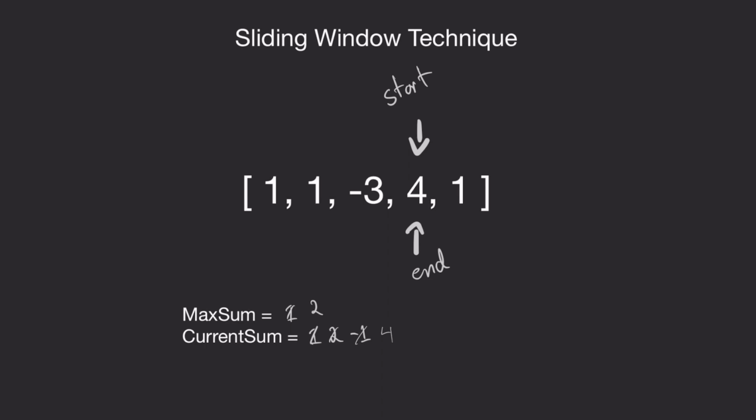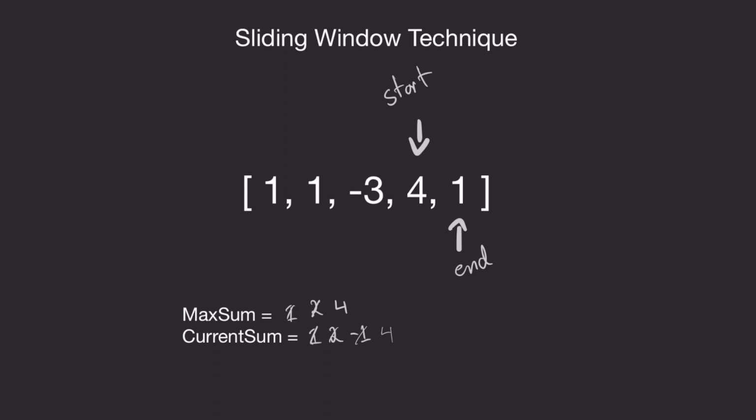Again, we check if we should also update the max sum so far. Since the current sum is greater than the max sum, we update the max sum. Finally, we expand our window one more time by moving the end pointer. Our new element is 1.